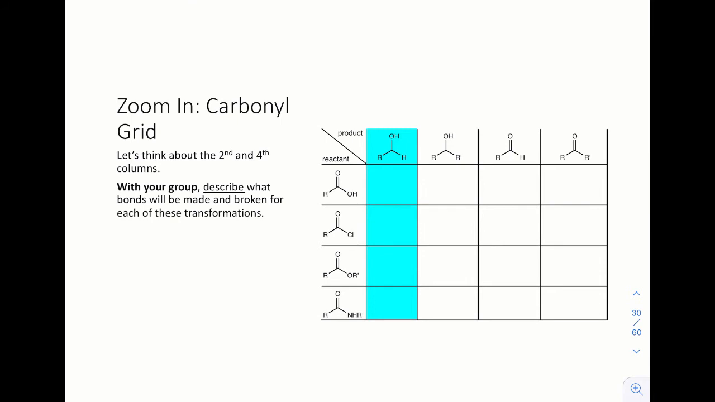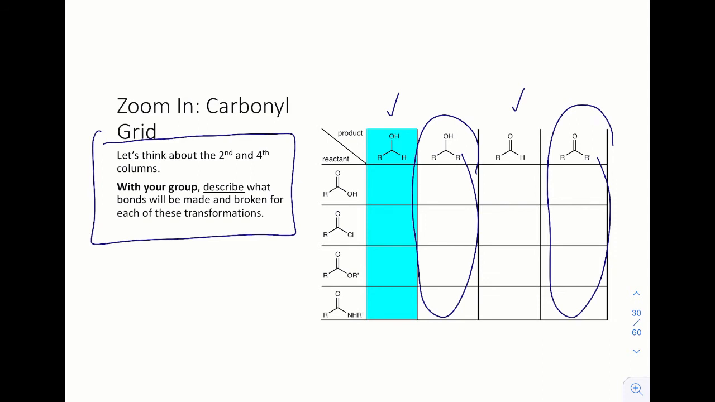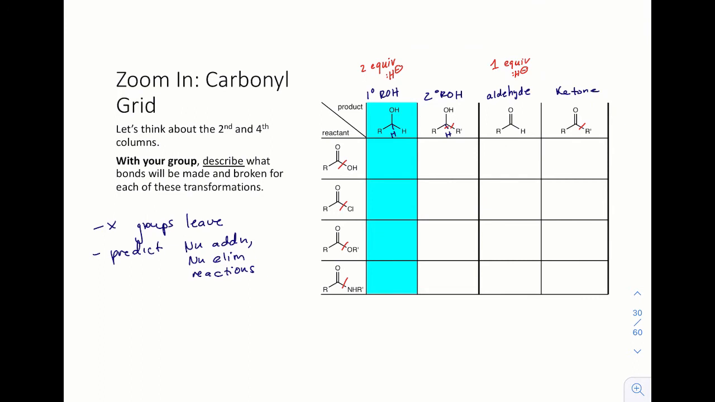You're fully equipped to fill in the first and third columns of the carbonyl grid. Now let's focus on the second and fourth columns. Think about what bonds will be made and broken for each of the transformations represented by these columns. Just as for generating primary alcohols and aldehydes from acid derivatives, we expect that the X groups will leave when we generate secondary alcohols and ketones, right? There's no more hydroxyl in the ketone. Well, there is one in the secondary alcohol, but we're pretty sure that oxygen is from the carbonyl oxygen.